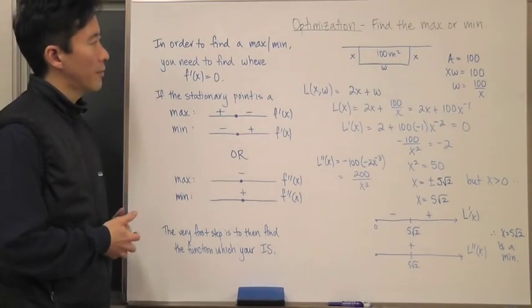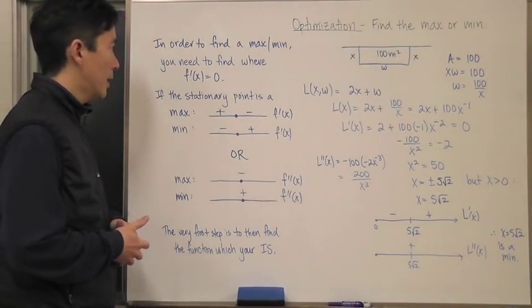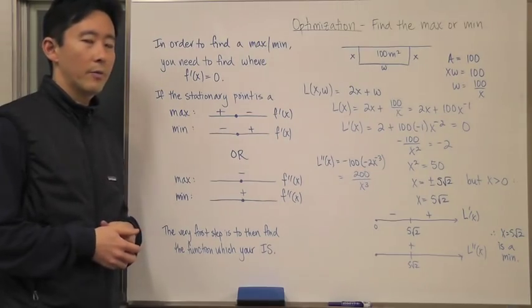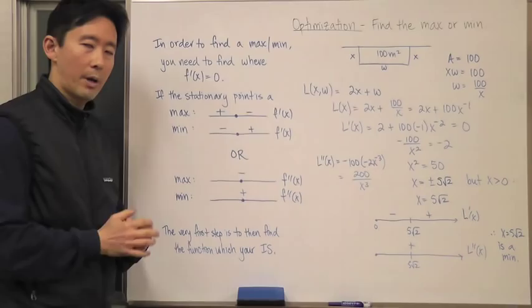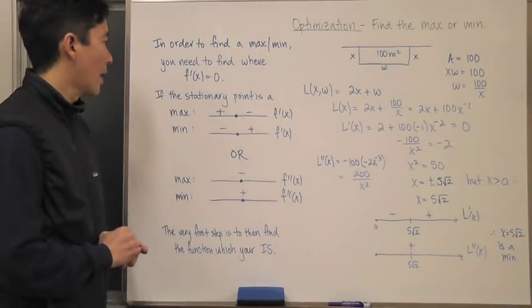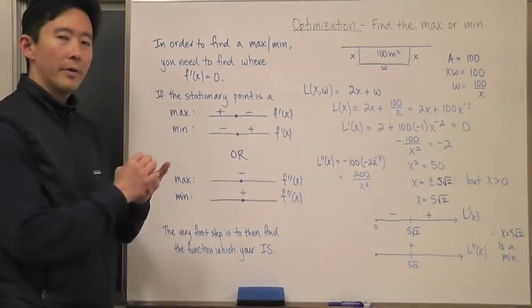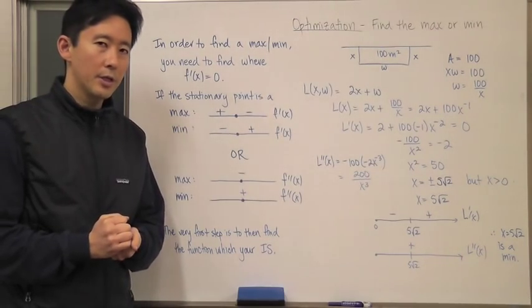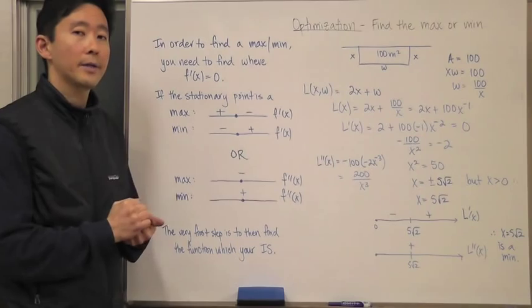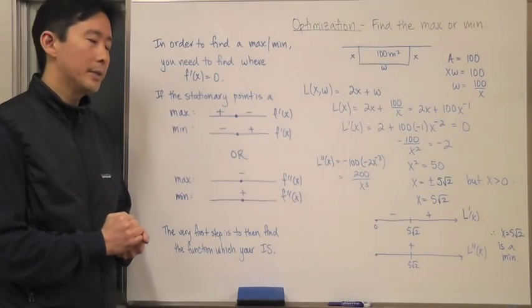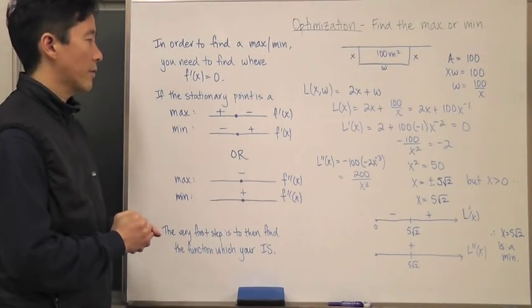So let's take a look at what we have here. We say that in order to find a max or a min, you need to find, first of all, where the stationary points are. That means you have to find out where f prime of x is equal to 0. After that, we need to analyze and algebraically show whether that stationary point is a max or a min. Now, how do we go about doing that using the first derivative?